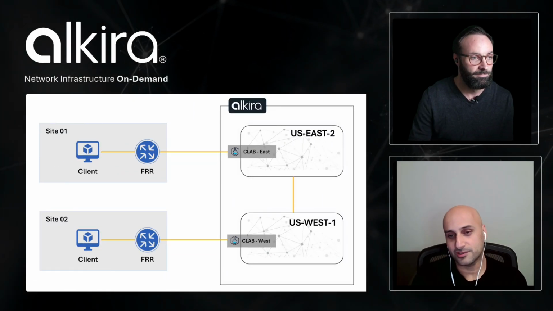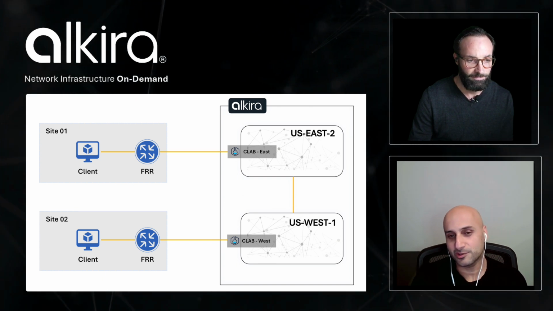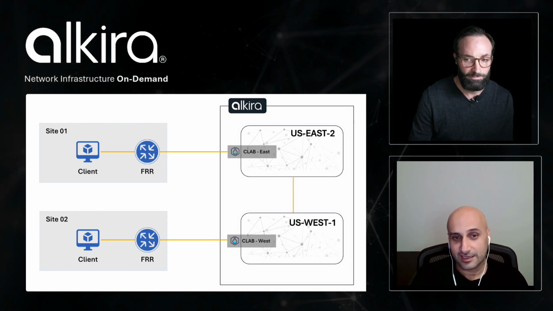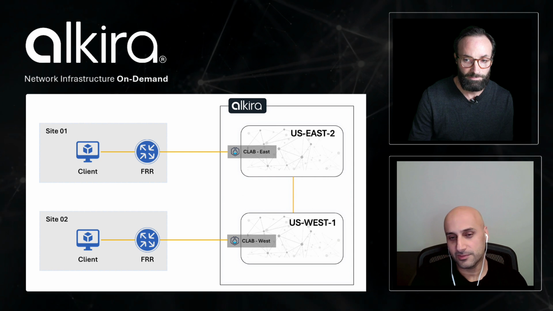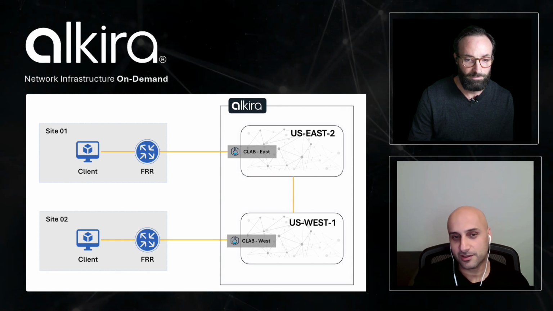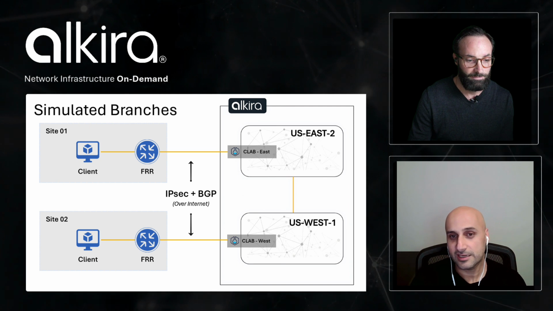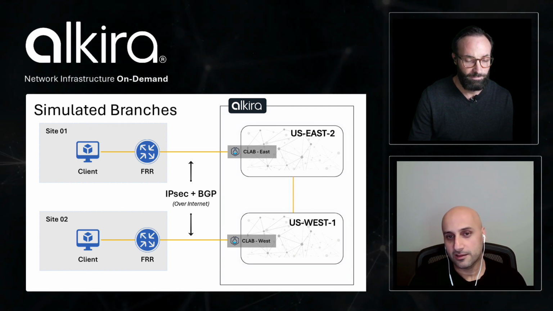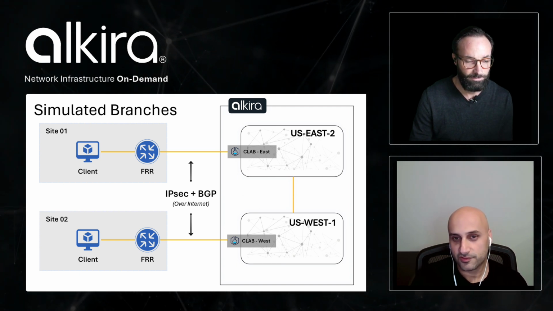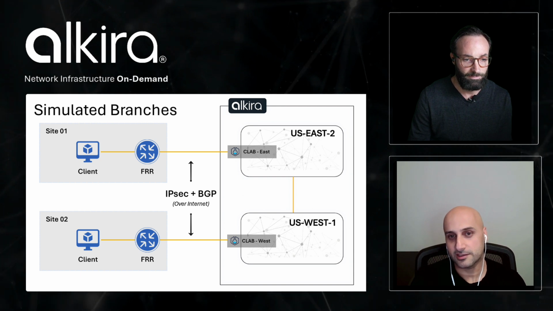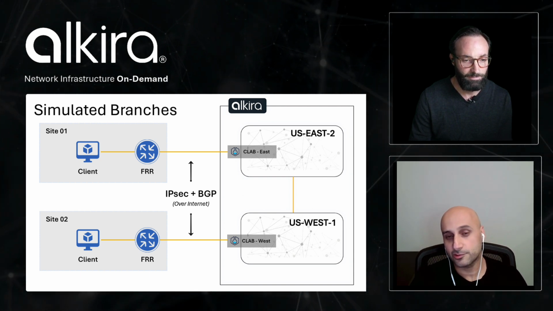So I'm sharing my screen right now just to show you a typical topology for connecting IPsec into Alkira. This is just a basic topology. We're simulating two branches connecting to two different Alkira CXPs that are deployed across two different regions in the cloud, right? So here we have two Alkira CXPs.